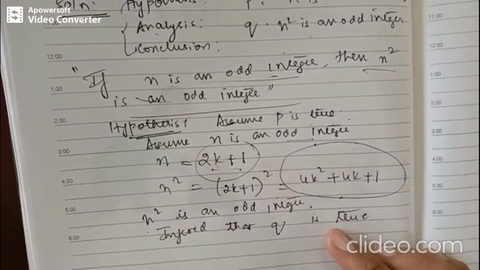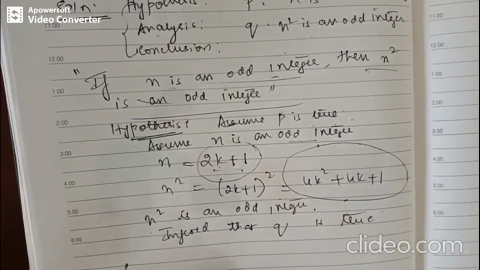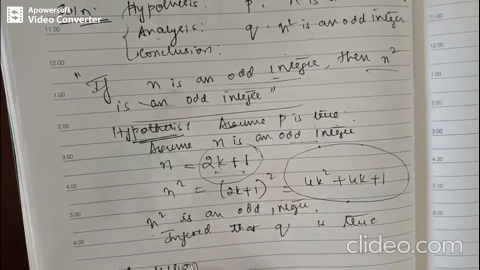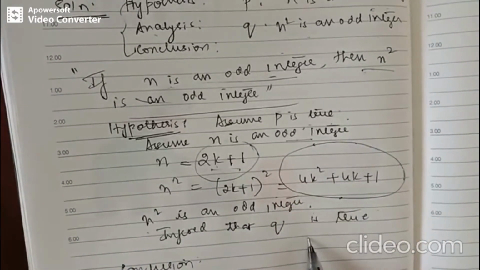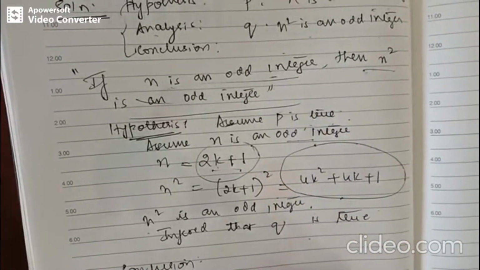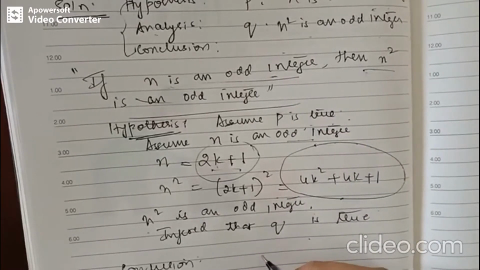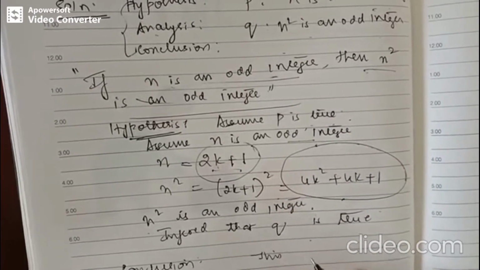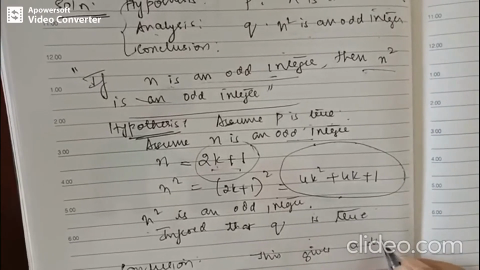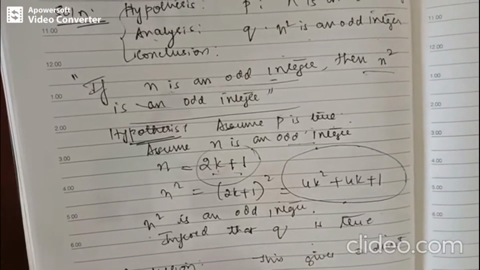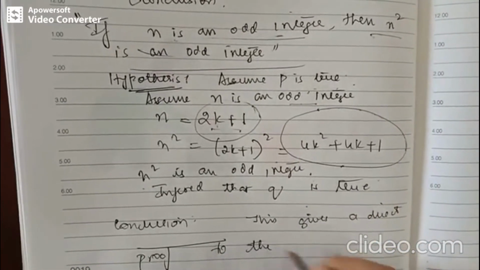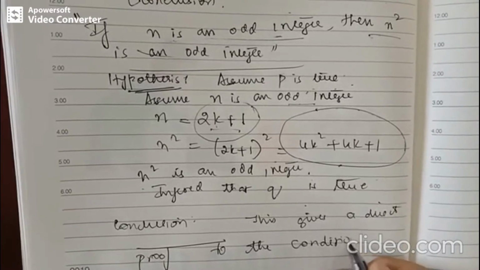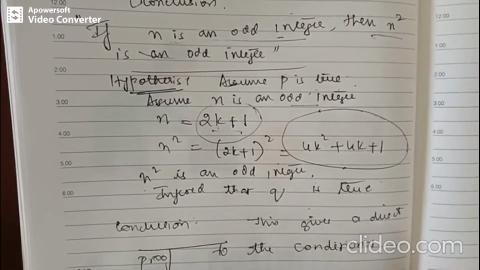Next, what we write in the conclusion is: since we have got P is true as well as Q is true, P implies Q will also be true. Thereby, this gives a direct proof to the conditional. That means you are directly proving that P implies Q is true.